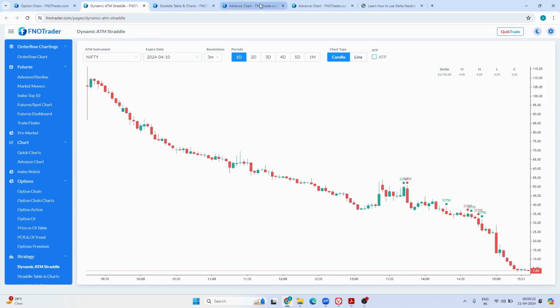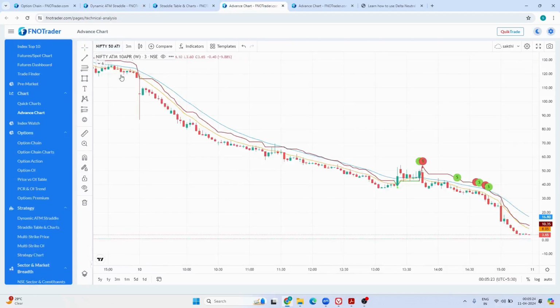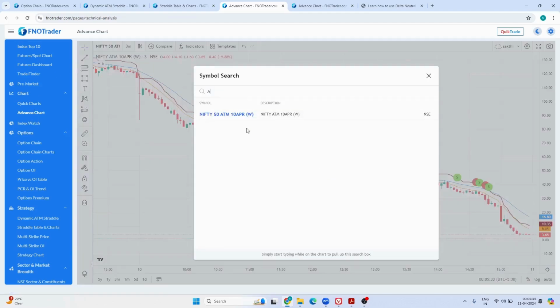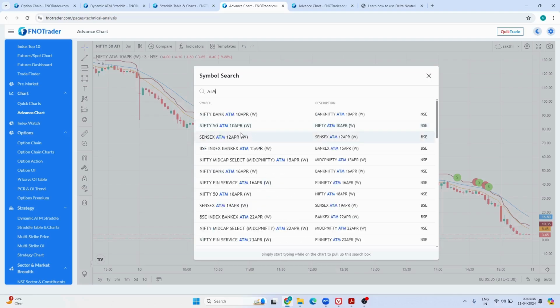Now how do you access the ATM instruments or delta neutral charts on an advanced chart? Under the chart section you have an advanced chart. Select that, and in the search you type ATM. You will get Nifty Bank ATM for the current expiry, Nifty 50 ATM, which is nothing but delta neutral charts, 10th April, SENSEX 12th April, BANKEX, MIDCPNIFTY, and again Nifty Bank, this is the next expiry, 16th April.